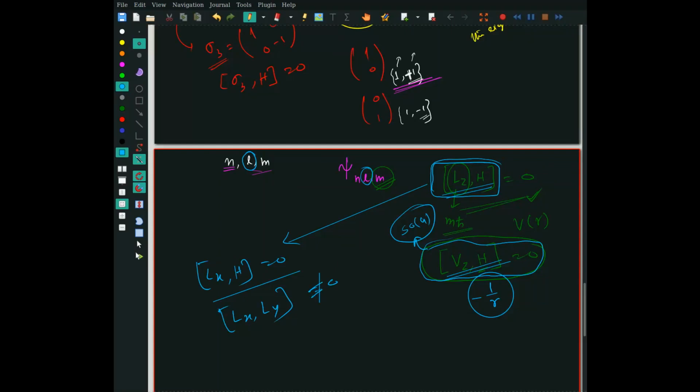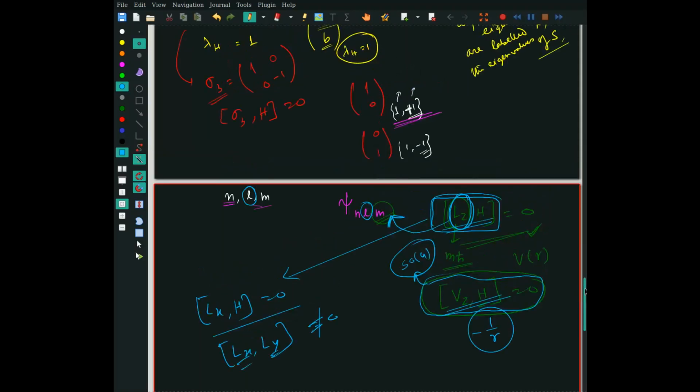Sorry, my connection got lost at that moment. Could you please repeat? Yeah, so when you have made up your mind that you will take Lz to break the degeneracy along m, then these things you cannot use anymore. That's why L squared doesn't give you a new thing. So it is like a choice here.